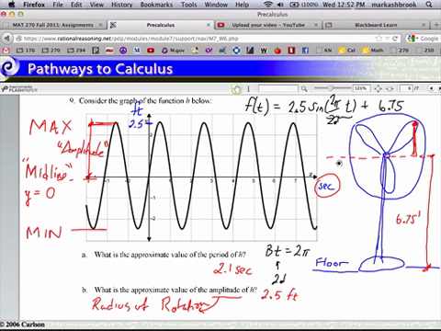So anything in the world that has repetitive motion, anything in the world that keeps cycling over and over again, can be modeled by these sine and cosine functions. And that's what we're going to do in the next couple of fast periods.